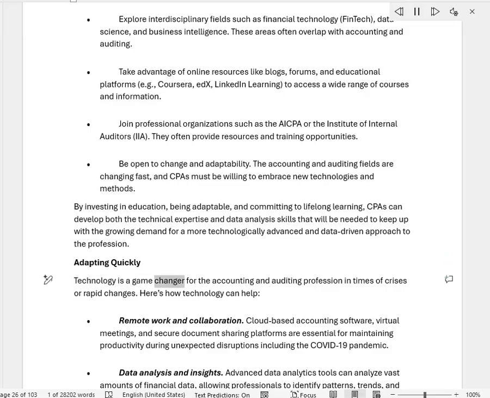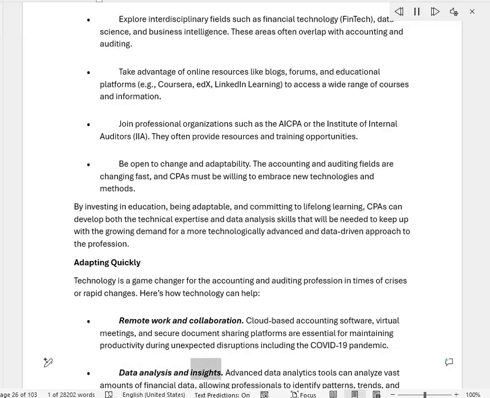Adapting quickly. Technology is a game changer for the accounting and auditing profession in times of crises or rapid changes. Here's how technology can help. Remote work and collaboration. Cloud-based accounting software, virtual meetings, and secure document sharing platforms are essential for maintaining productivity during unexpected disruptions, including the COVID-19 pandemic.